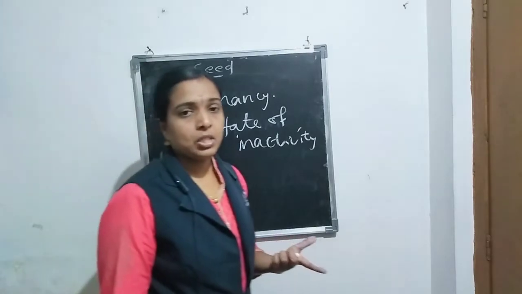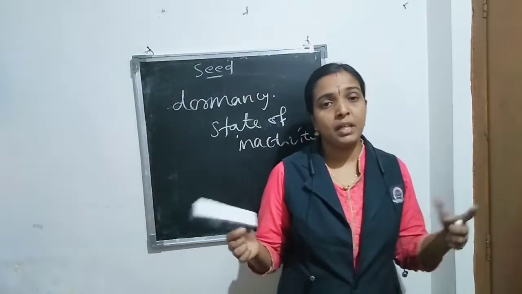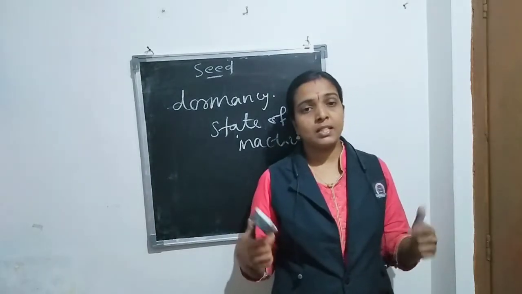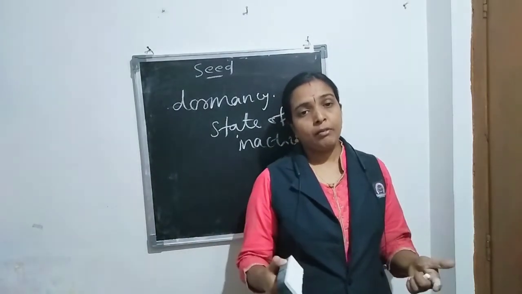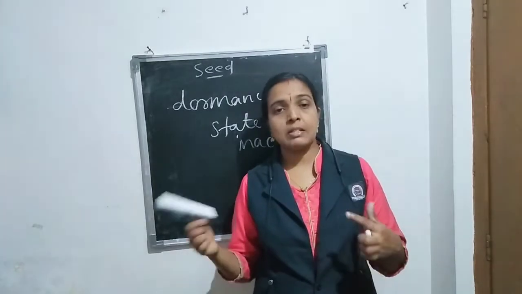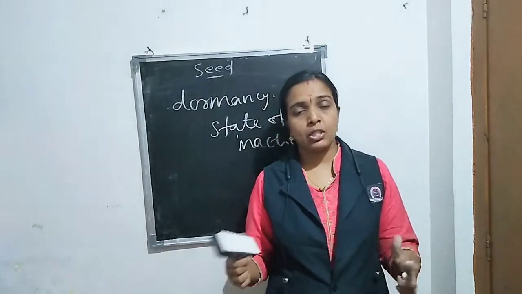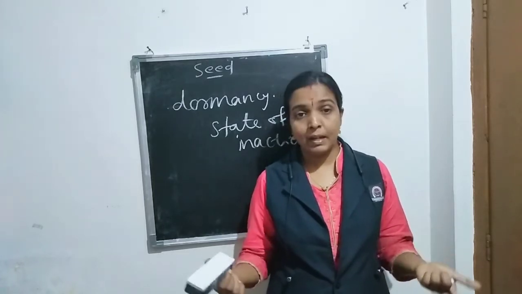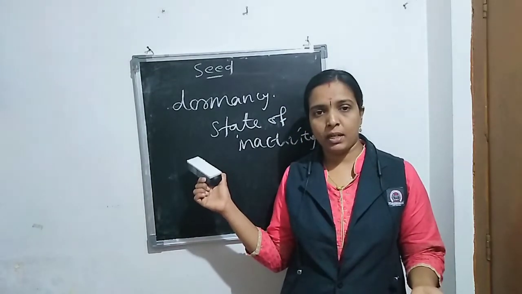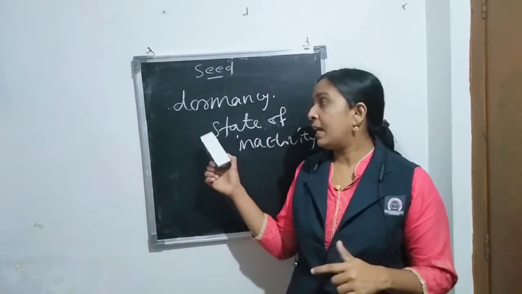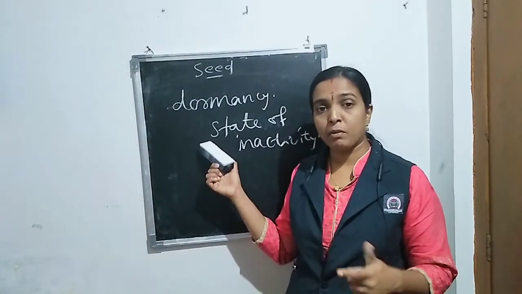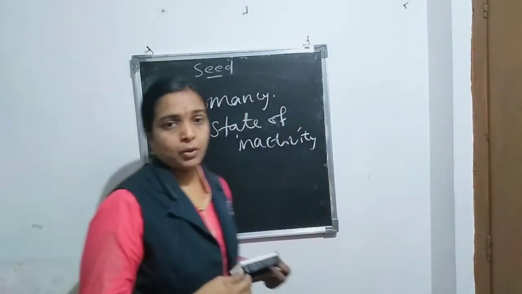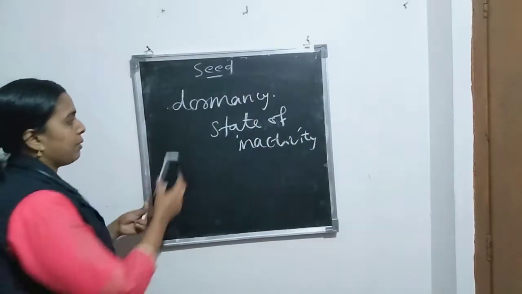When the seed gets favorable or suitable conditions, meaning when the seed gets water and enough air or oxygen, that is the suitable condition. When suitable conditions are available, they can germinate. Before that, they remain in a state of inactivity, called seed dormancy. Okay, that is seed dormancy.